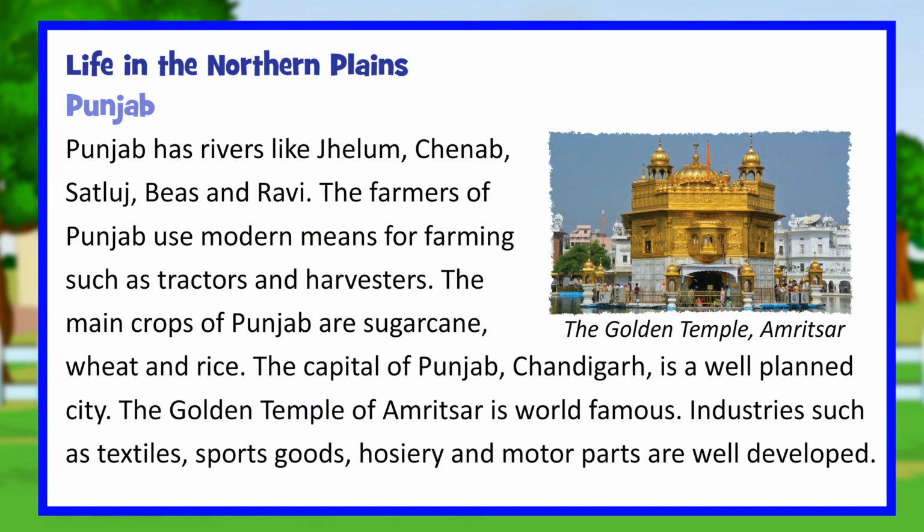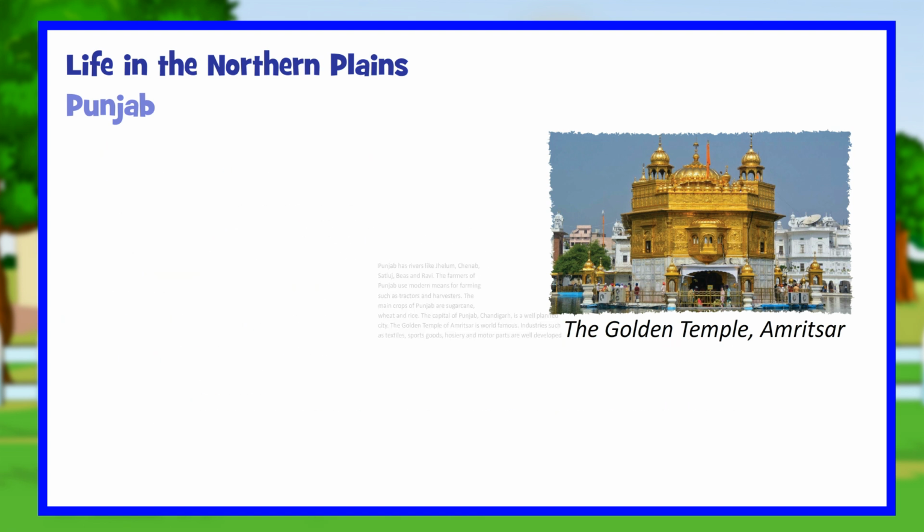Life in the northern plains. Punjab. Punjab has rivers like Jhelum, Chenab, Satluj, Beas, and Ravi. The farmers of Punjab use modern means for farming such as tractors and harvesters. The main crops of Punjab are sugarcane, wheat and rice. The capital of Punjab, Chandigarh, is a well-planned city. The Golden Temple of Amritsar is world famous. Industries such as textiles, sports goods, hosiery and motor parts are well developed.